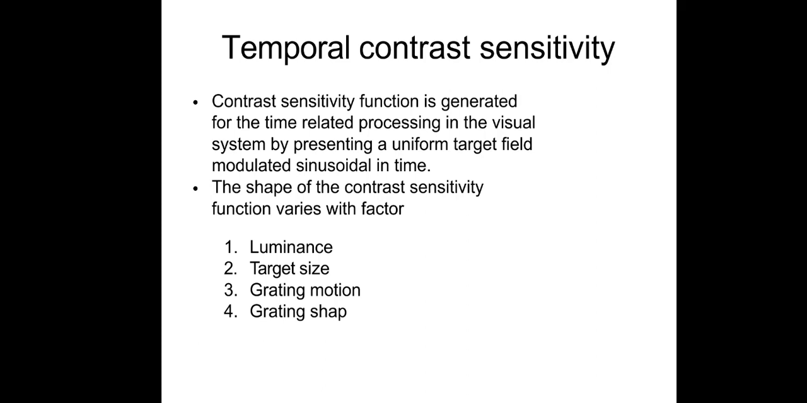So next is temporal contrast sensitivity. The contrast sensitivity function is generated from time-related processing in the visual system by presenting a uniform target field modulated sinusoidally in time. The shape of the contrast sensitivity function varies with factors like luminance. Contrast sensitivity depends upon which factors: the light, that is luminance, the size of the target, and the grating motion, whether the grating motion is sharp or not. So temporal contrast is totally dependent upon this frequency. Normally, temporal contrast sensitivity depends upon our visual system.